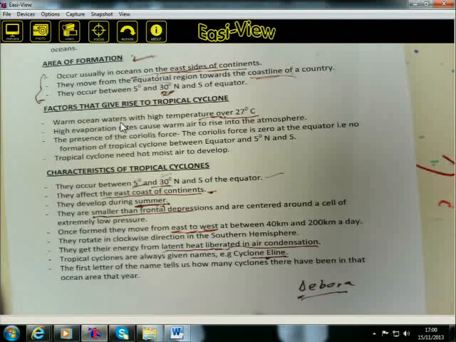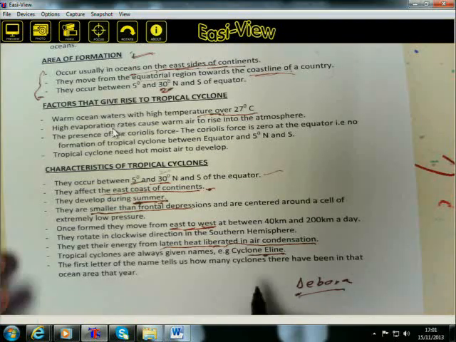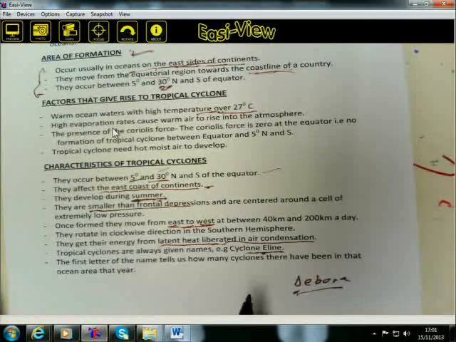The question might be, in the tropical cyclone Eileen, how many tropical cyclones have passed? Because this one is the fifth one, it means the tropical cyclones that have passed are 4. You get it? Yes. Just like that. These are the characteristics of the tropical cyclones. Remember them.